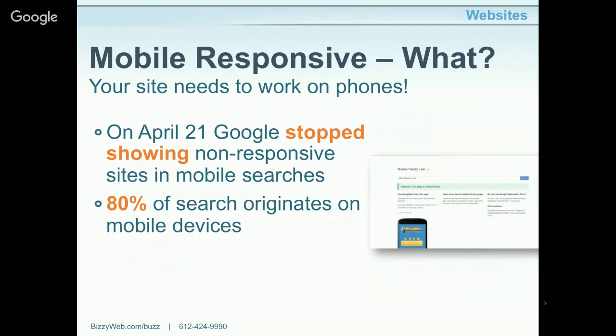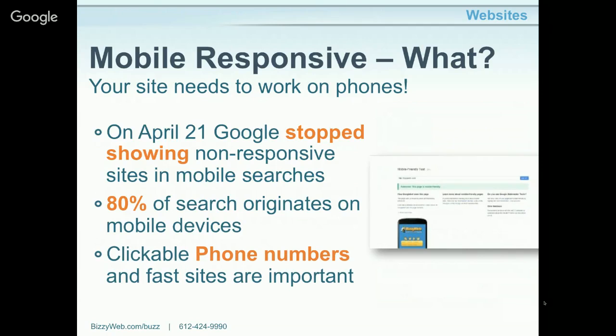We have these amazing supercomputers in our pockets every day now, and when we think about something or we're ready to search, we're much more likely than ever to just grab our phone, pop it out, open up Google, and make a search. Clickable phone numbers and fast websites are very important, especially on mobile.